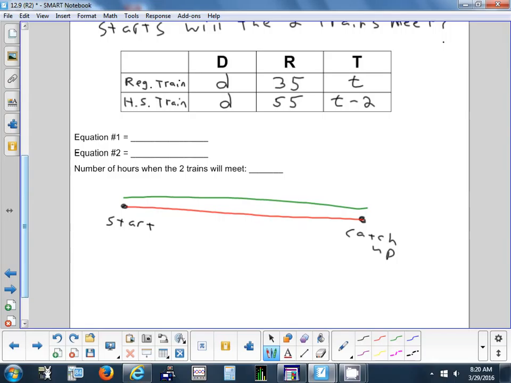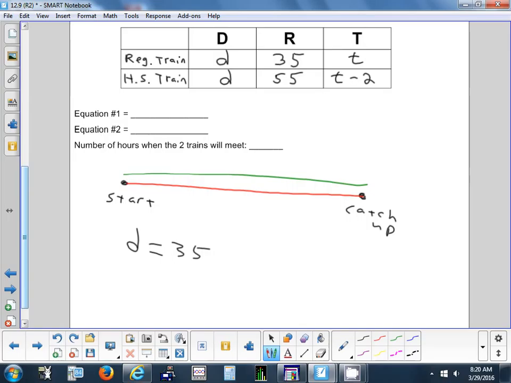Which column represents distance? The first, second, or third? First. So what's the distance of the regular train in our table? D. Okay. Regular train distance, we represented it as D. Distance equals rate times time. Okay, Alexis, what's the rate of our regular train? 35.